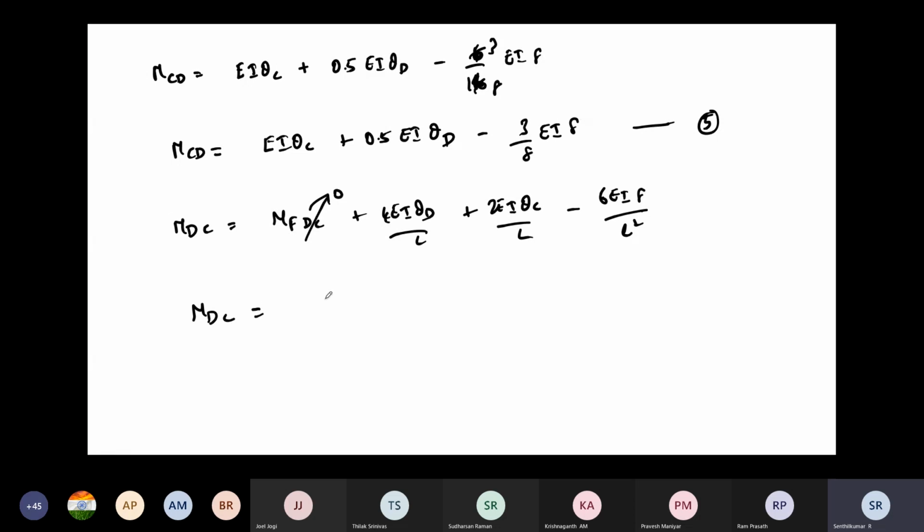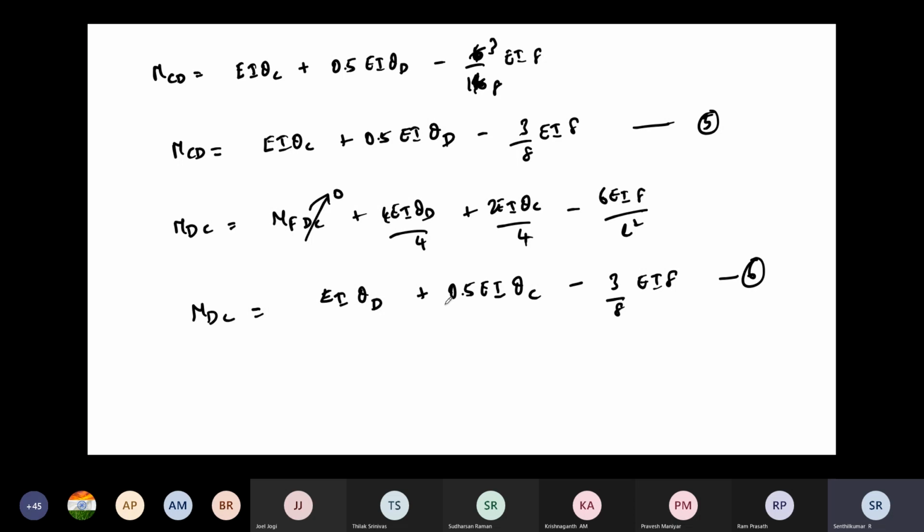So MDC will be equal to 4EI by 4, this also will be 4. So EI theta D plus 0.5 EI theta C, then minus 3 by 8 EI delta. Right? This is equation 6. And then MDC equal to 0 will come. That we can follow, and then if you want to make it, that also we can do.